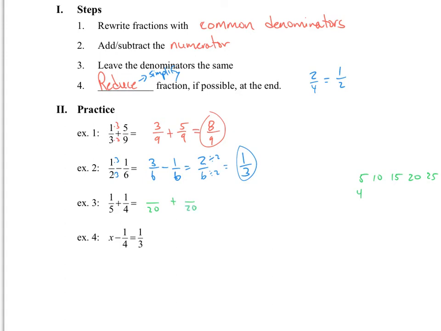So what do you have to multiply 5 by to get to 20? 4. Times 4. So then make sure you multiply the top by the same. And 4 we'd multiply by our 5. So 4/20 plus 5/20 is 9/20. Can I reduce that at all?